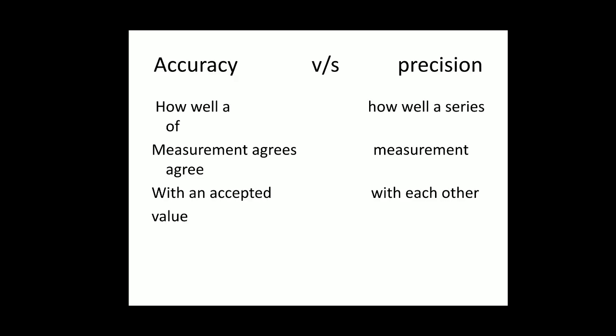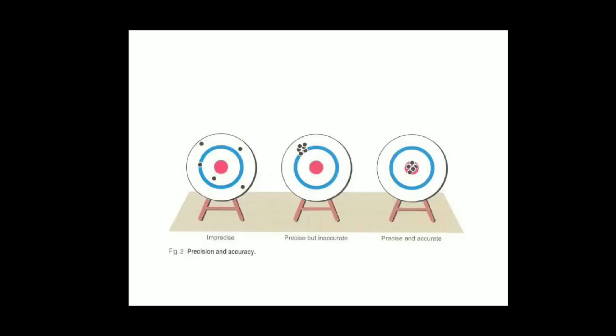And what do you mean by accuracy and precision? I've already told you. Accuracy means how well a measurement agrees with the accepted value. Precision is how well a series of measurements agree with each other. So I'll show you the picture here.